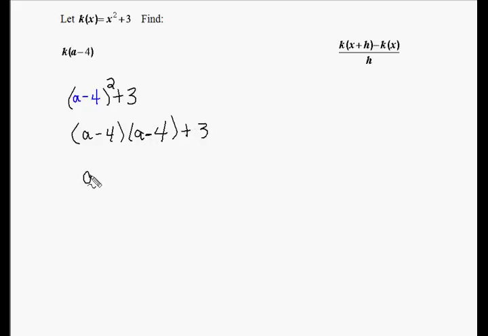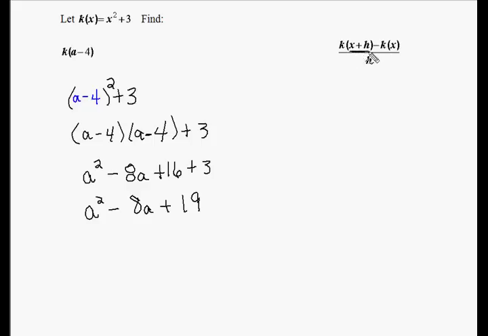When I multiply this out, I get a squared minus 8a plus 16, plus 3 more, which is a squared minus 8a plus 19. So when I evaluate the function with a minus 4, I get a squared minus 8a plus 19. Oh look, we're going to do that difference quotient thing again.